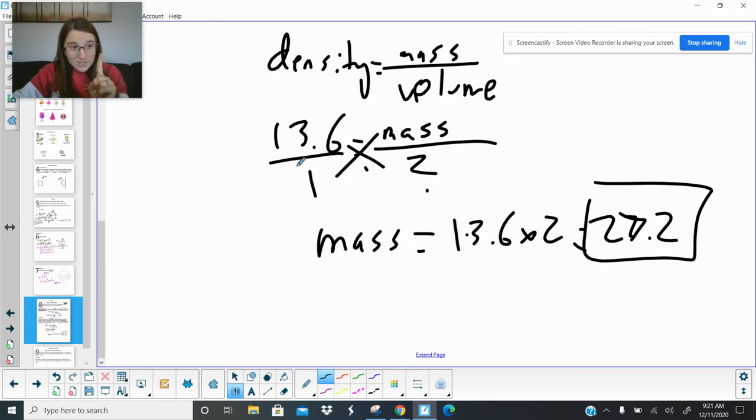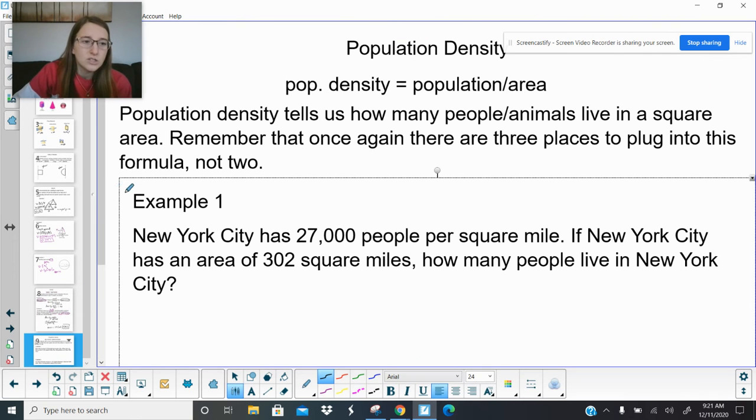Okay, we have one more slide because now we need to talk about the last thing, population density. So again, population density is a little weird, but it works the same way. Remember that there are 3 places to plug into. 1, 2, 3, not just 2. We have to read carefully.